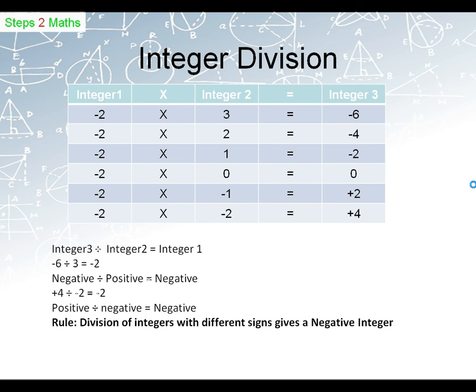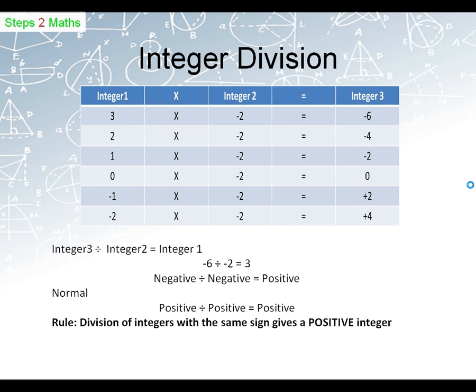Similarly, if we have a negative divided by a positive, for example, minus 6 divided by positive 3 gives us negative 2. So this is just the pattern again. This is just an example if you wanted to pause it and have a look at it. But we find that the division rule is exactly the same as for the multiplication rule.